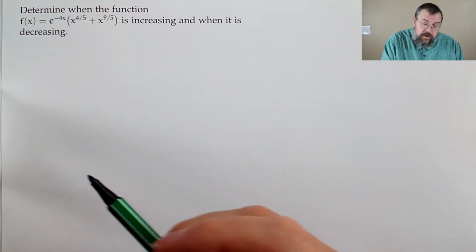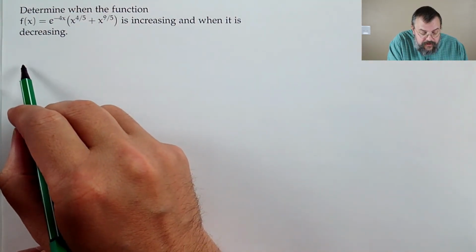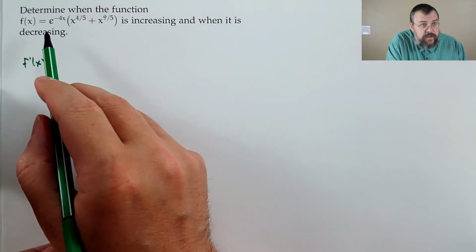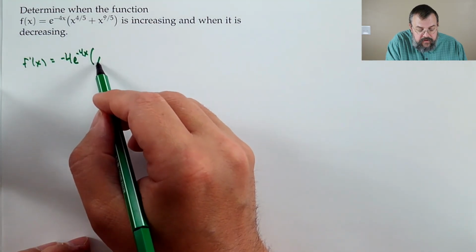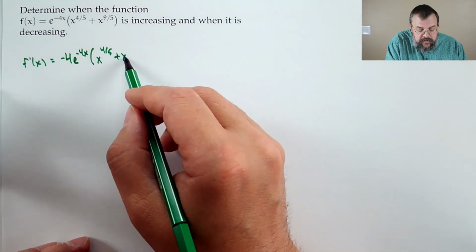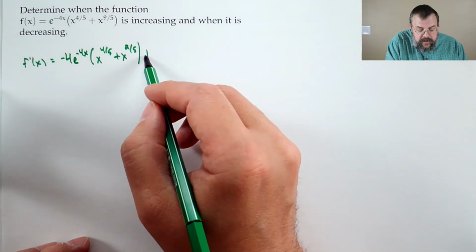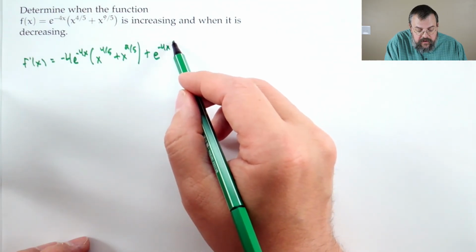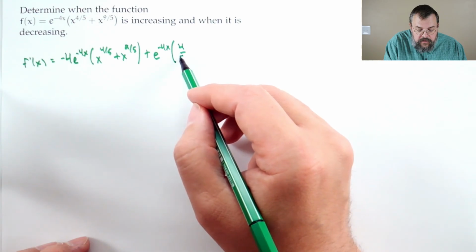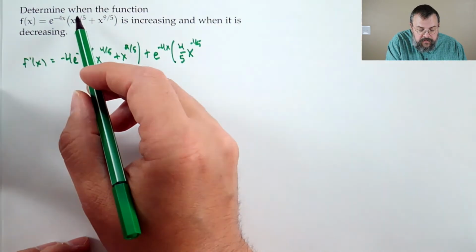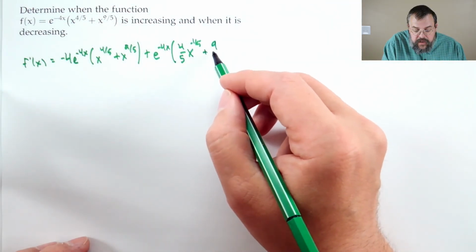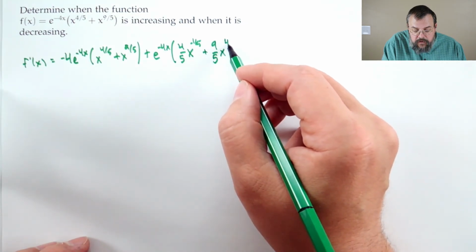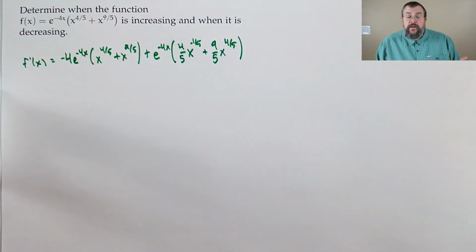All right, so we start by taking our derivative. Product rule, since we have the product of two functions. So we're going to take the derivative of the first, minus 4 e to the minus 4x, times the second, x to the 4/5 plus x to the 9/5. Then we're going to add to that the first function, e to the minus 4x, times the derivative of the second, which is 4/5 x to the minus 1/5, because we bring the 4/5 down, subtract 1 from 4/5, that gives us negative 1/5, then plus 9/5 x to the 4/5. Because 9/5, if you subtract 1, you're really subtracting 5/5, so you end up with 4/5.